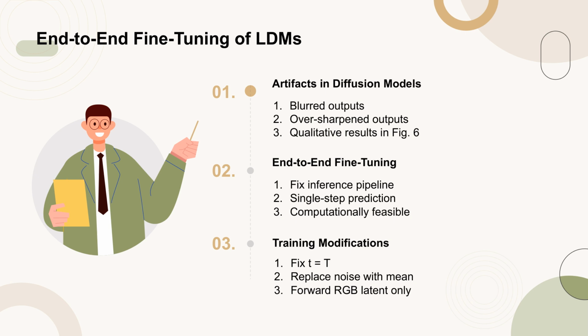This is likely due to the diffusion training objective not aligning with the desired downstream task. To address this, the authors propose end-to-end fine-tuning of the diffusion model. This approach fixes the inference pipeline and ensures single-step predictions, making it computationally feasible. During training, the time step t is fixed to T, noise is replaced with the mean of the noise distribution, and only the RGB latent is forwarded through the model.